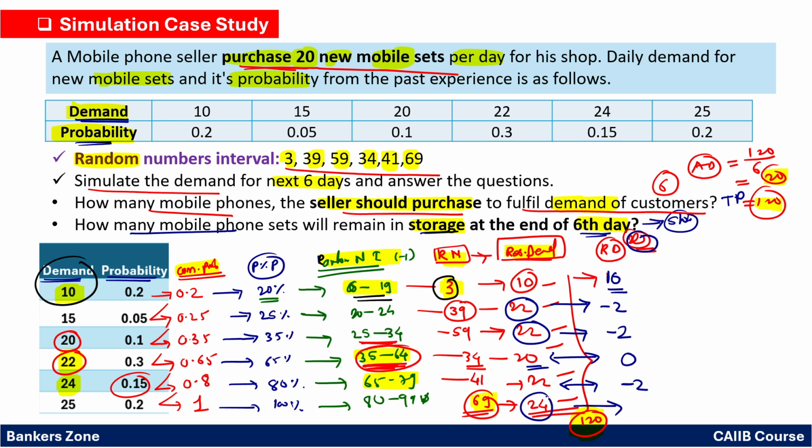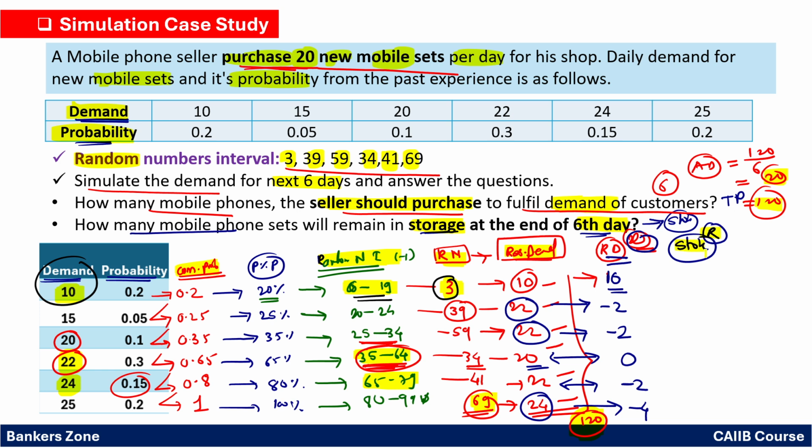Now 24 is the demand. We are having only 20. So minus 4 will be our remaining demand. This is simply the remaining demand, right? Now what we can do? We have to find the daily stock. So I can say here the remaining stock, right?